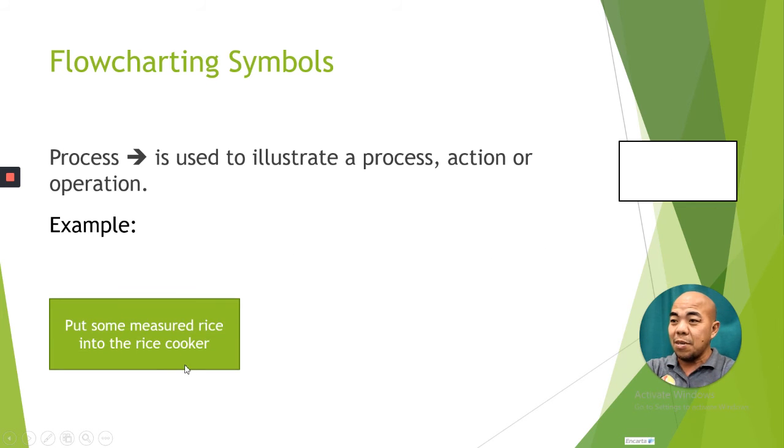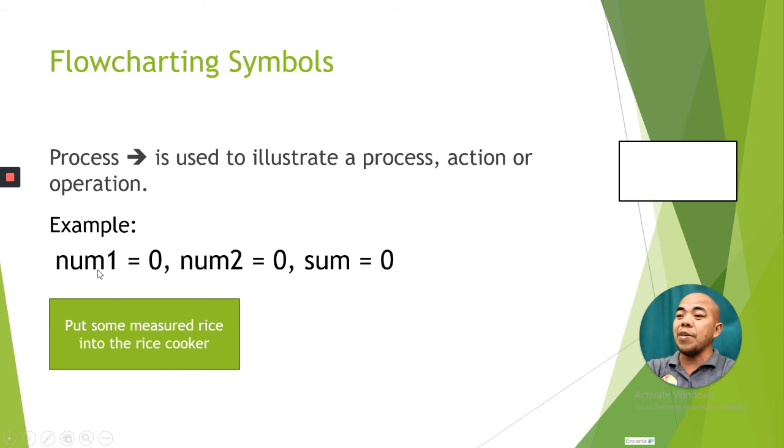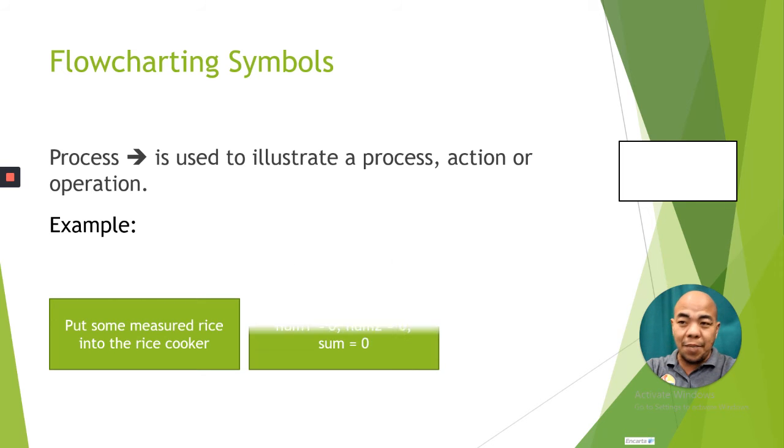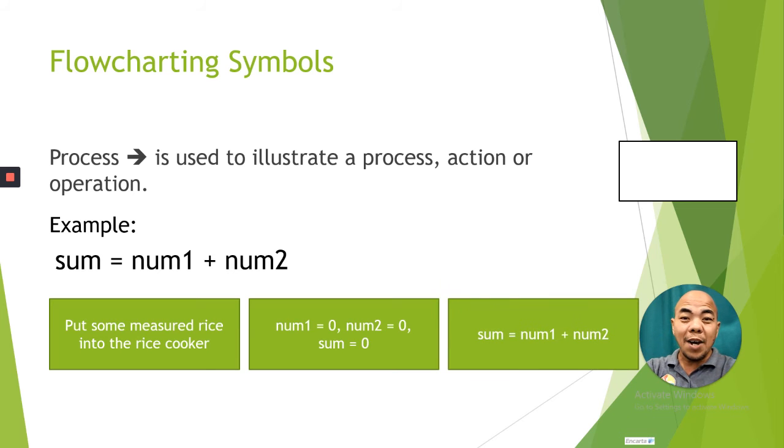Something like this. Another example, we have here variables named num1, num2, and sum. So all of these are variables initialized as 0. Once we're going to initialize variables, we have to put it inside a process, something like this. Okay, another one, formula. Again, if you're going to use a formula in our program and you're going to make a flowchart out of it, you have to put it inside a process, something like this.